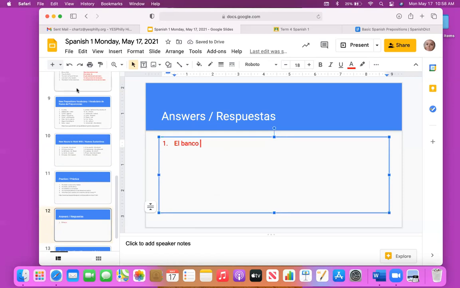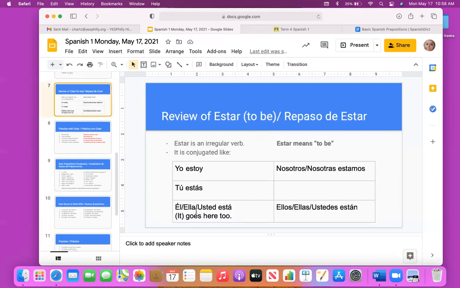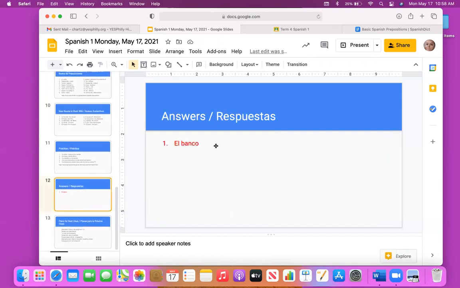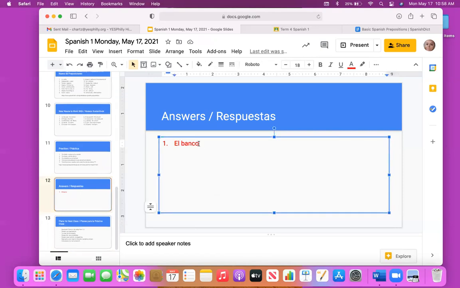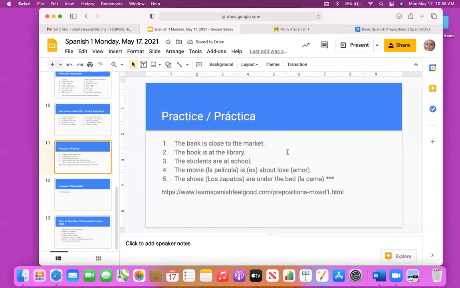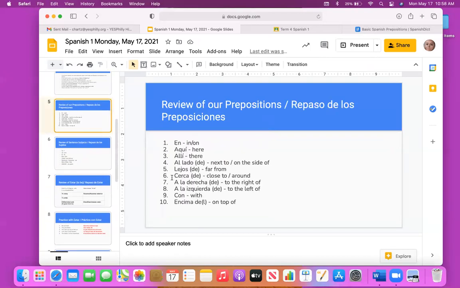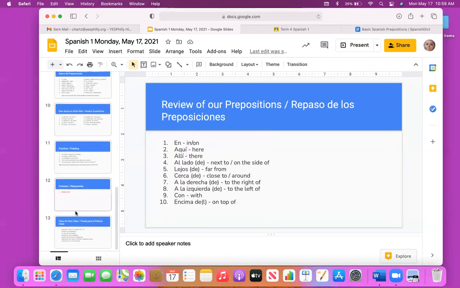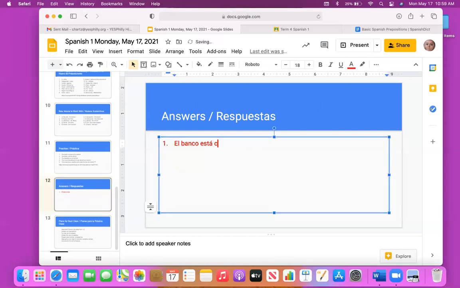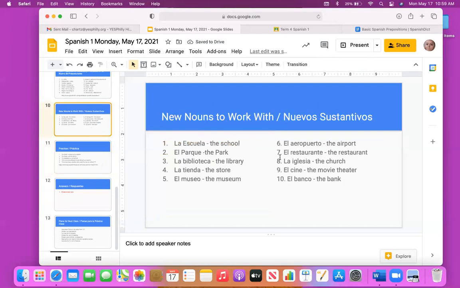And we have is. So let's go to here. And remember, we're talking about the bank, it. So it's está, right? And then we have close to. So let's go back to our prepositions. Yep, close to, cerca, right? Está cerca. And the market. So let's go back.